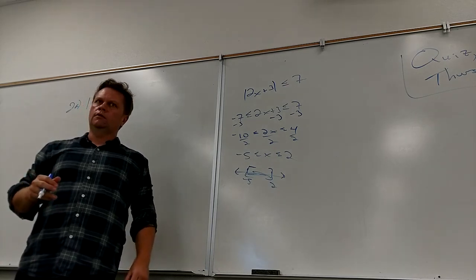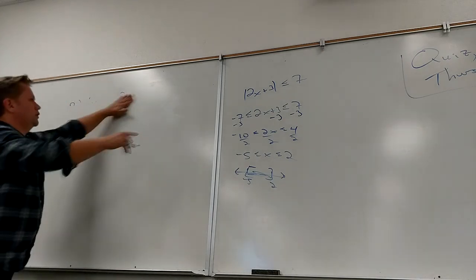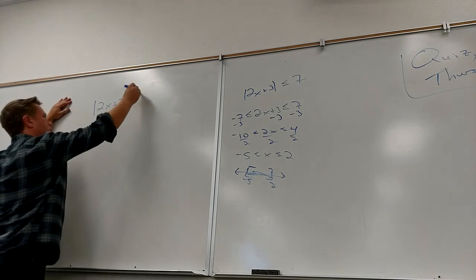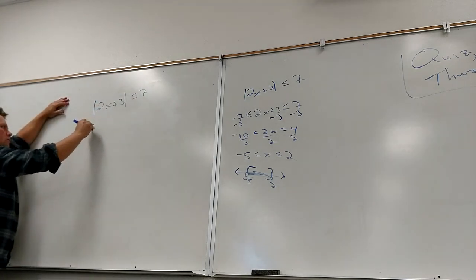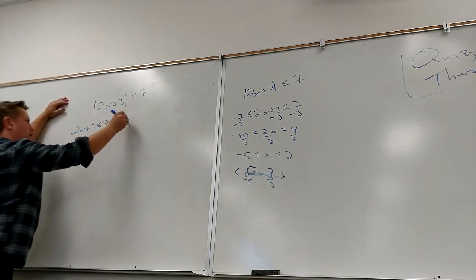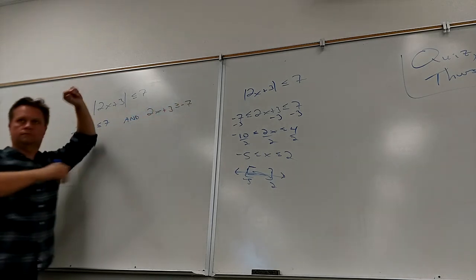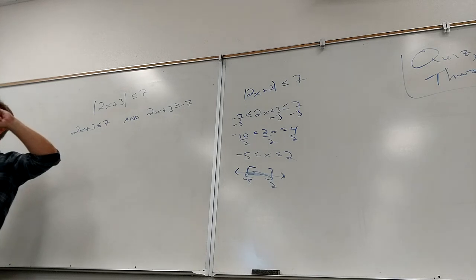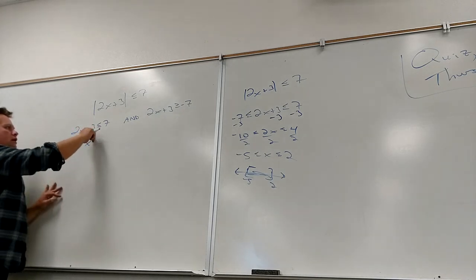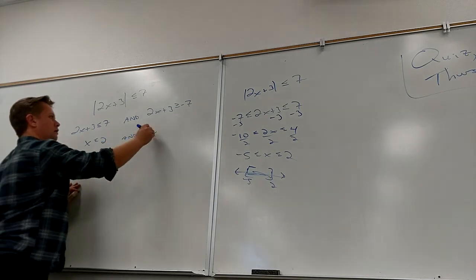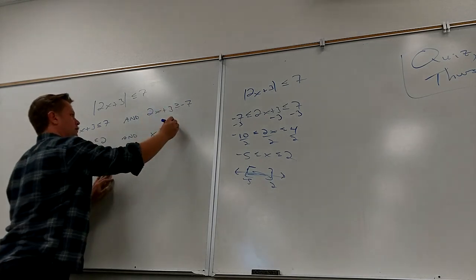Yeah. So the other way to solve that problem, if you wanted to, you can say 2x plus 3 less than or equal to 7 and 2x plus 3 greater than or equal to -7. And if you solve it, here you're going to get the 2. Here you're going to get subtract 3, -10, -5.